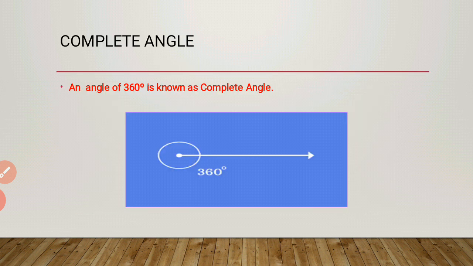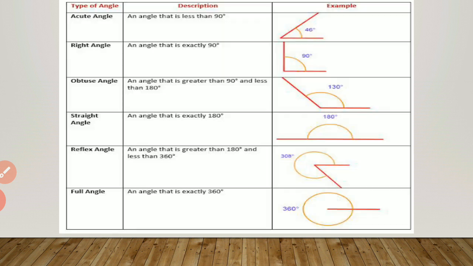The next is the complete angle. A complete angle measures exactly 360 degrees. That means a circle. You can see in this picture, an angle of 360 degrees is known as a complete angle. There are no more angles beyond 360 degrees in your syllabus. So this is a complete angle, exactly 360 degrees.